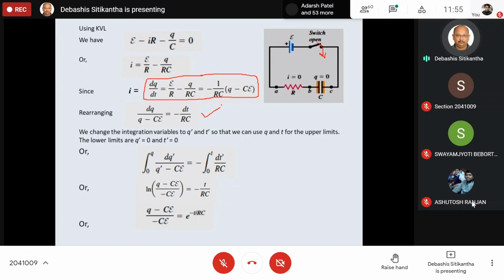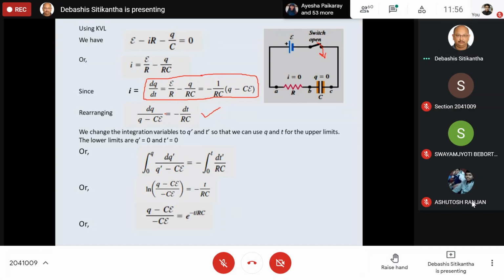Now here one important thing is written. We change the integration variable to q dash and t dash. That means in place of q and t, I will write q dash and t dash. Why? Because I will use q and t for the upper limits. The lower limits are still 0 because at time t equal to 0, there was no charge on the capacitor. So q was equal to 0.